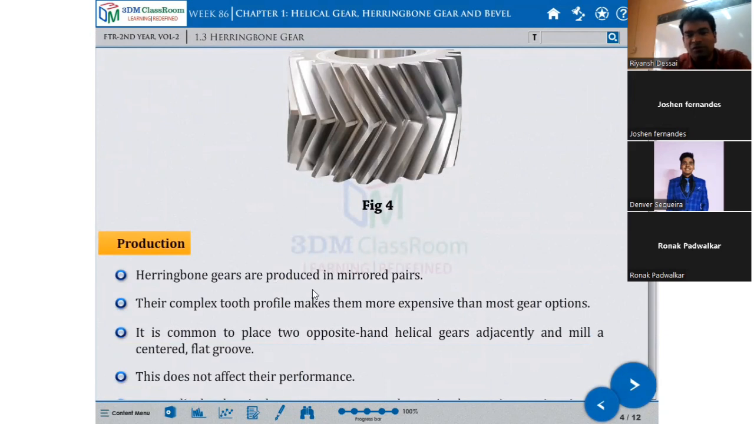Herringbone gears are produced in mirror pairs. Mostly they are produced in pairs only. The complex tooth profile makes them more expensive than most gear options. So these gears are very costly also because this profile is very costly.